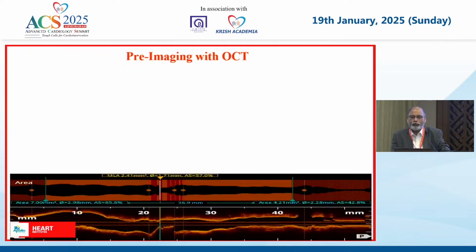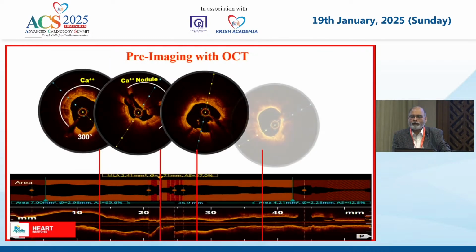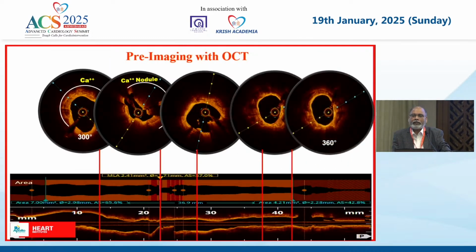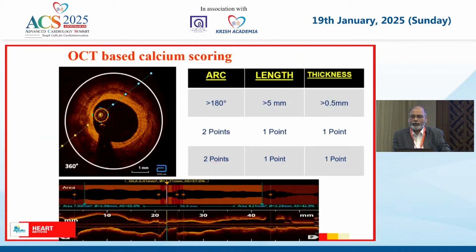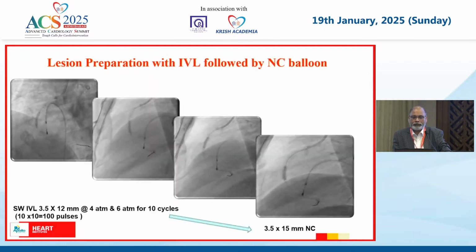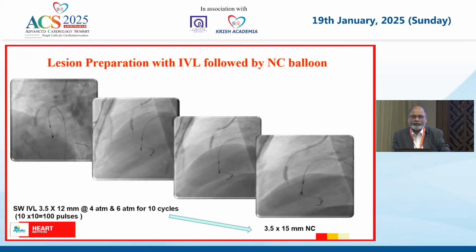This can only be known when you do a pre-imaging OCT, where you can see the calcium nodule very much present. There is a 360 degrees calcium, there is a calcium nodule. So naturally, you have to debulk this lesion, and the way to do it best is what I thought based on the calcium scoring. The calcium scoring had 2 points of the arc, 1 point of the length, and 1 point of the thickness. So naturally go for a higher modality of debulking, and the best I could use was IVL followed by an NC balloon, and that did the trick.